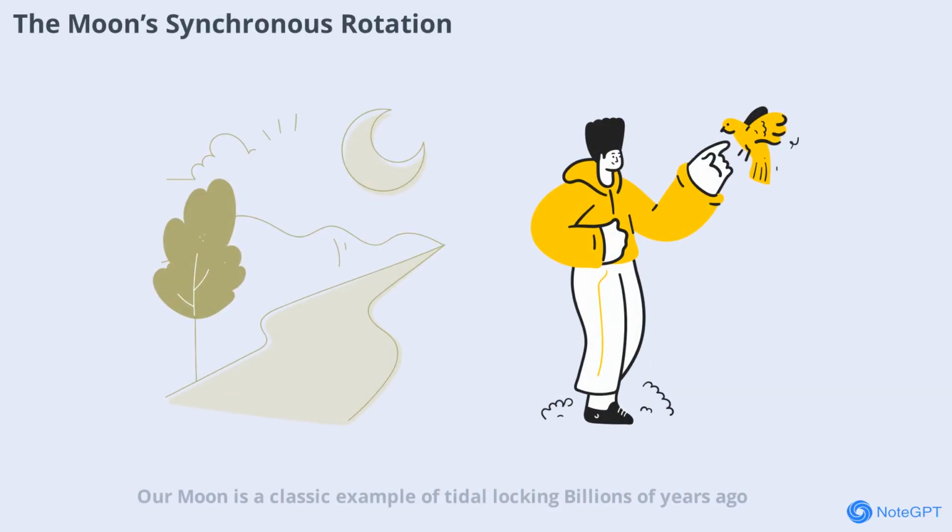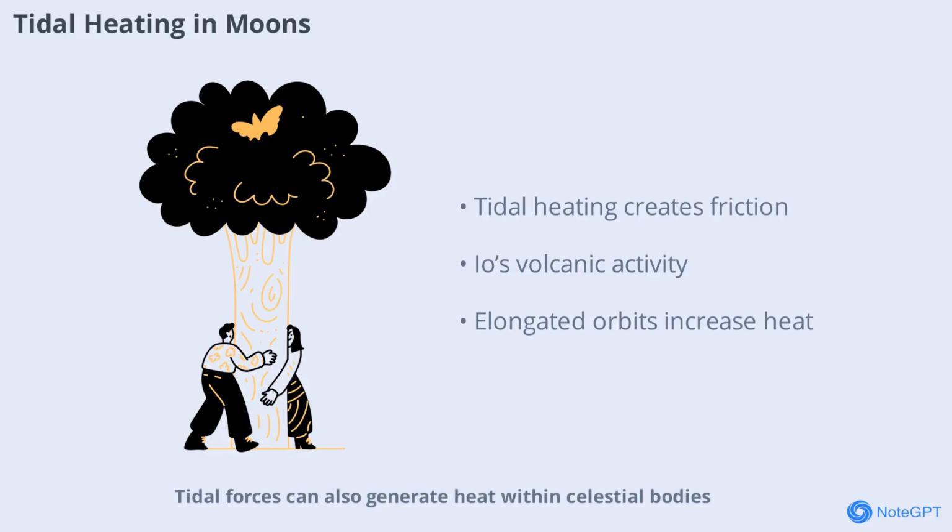Our moon is a classic example of tidal locking. Billions of years ago, the moon rotated much faster, but Earth's gravity gradually slowed its spin. Now, the moon's rotation period matches its orbit around Earth, so one side always faces us. This synchronous rotation is a direct result of tidal forces, and it's a phenomenon observed with many moons throughout the solar system. Tidal forces can also generate heat within celestial bodies.